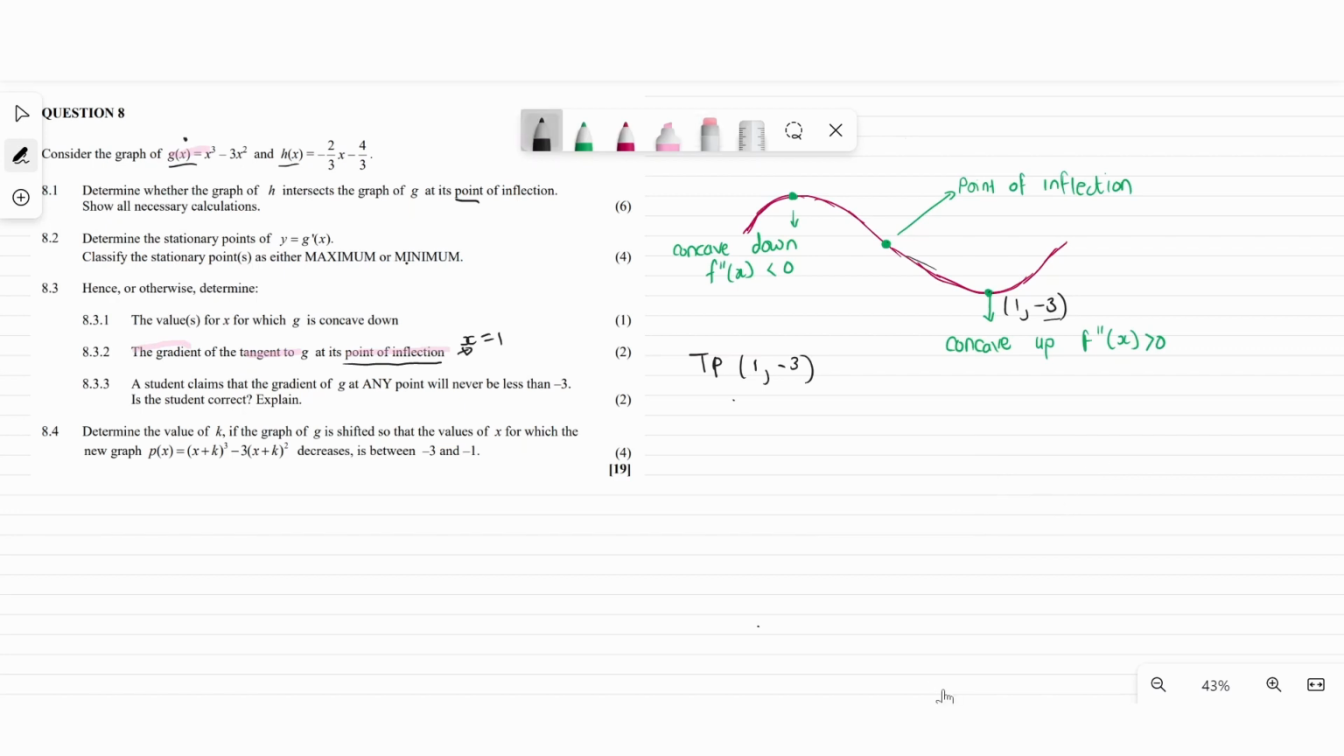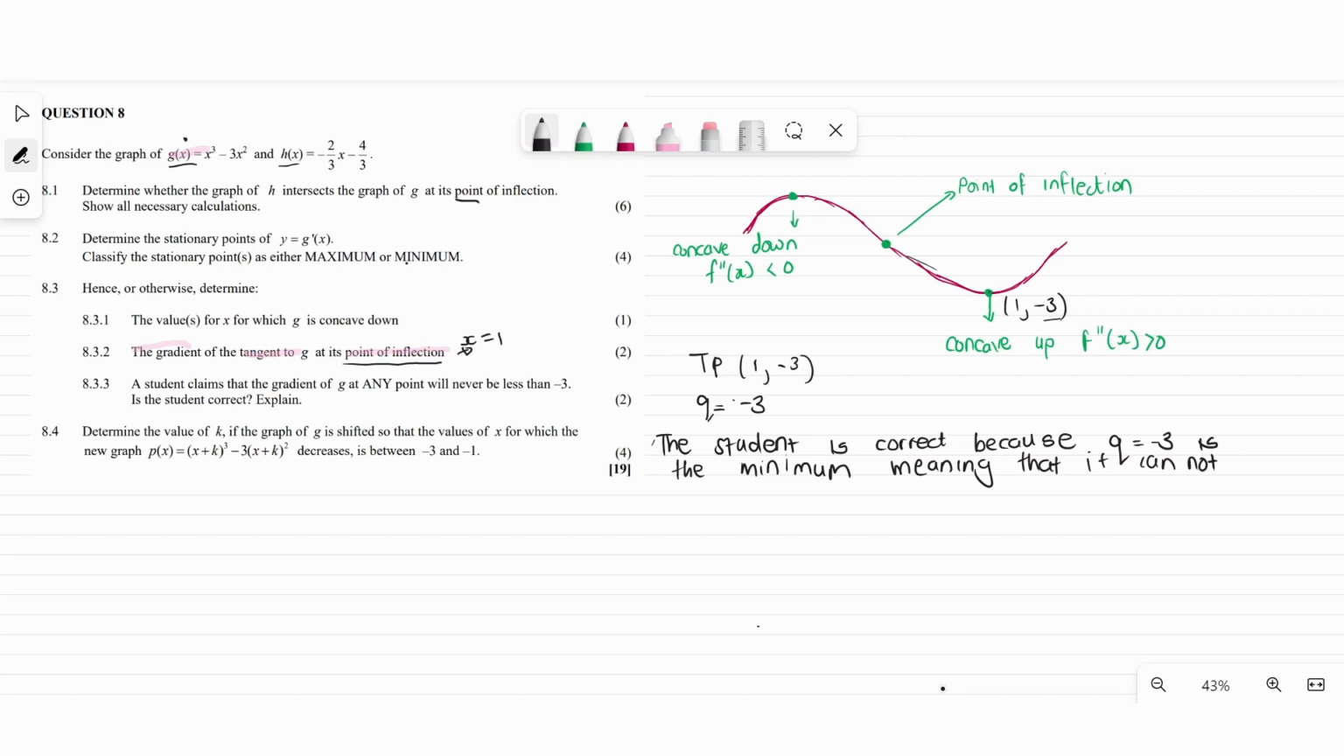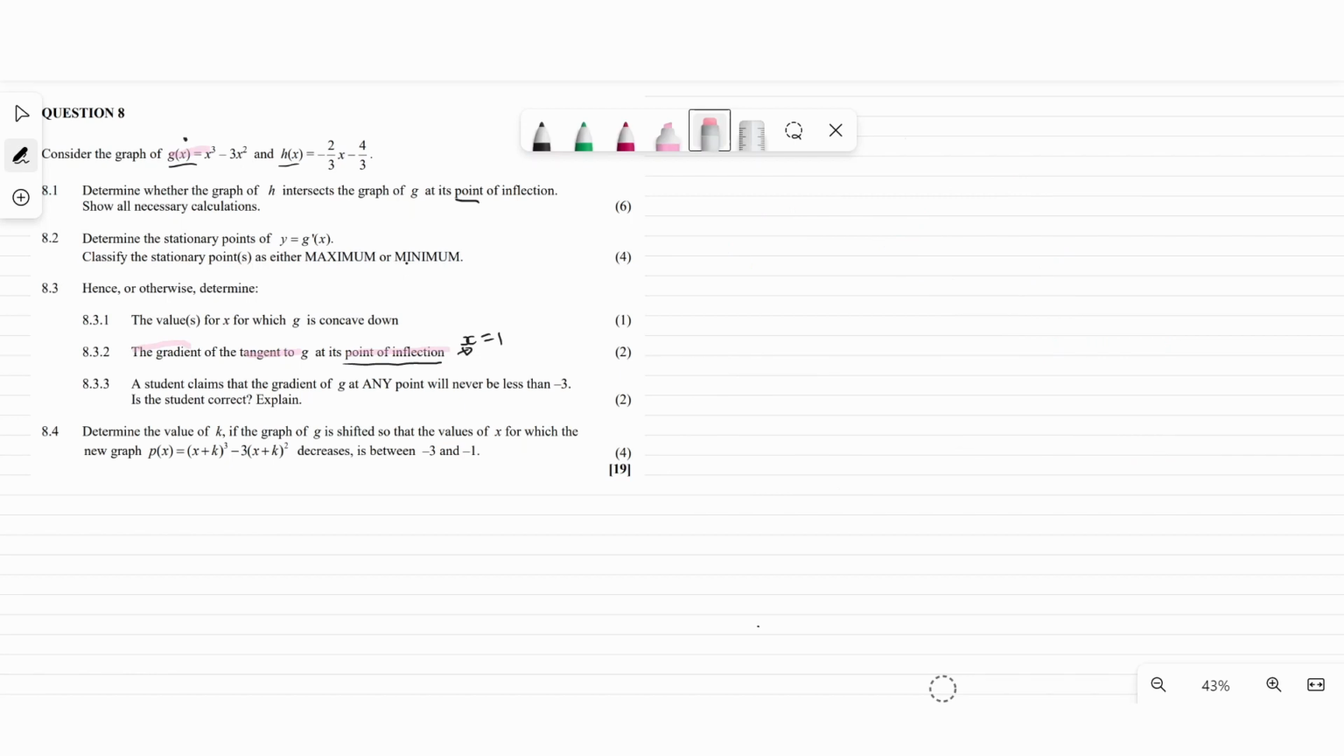So to conclude, we know that q is equal to negative 3, and q determines the maximum or minimum. Since this is the minimum value, and the minimum is negative 3, the student is correct, because q equals negative 3 is the minimum, meaning it cannot go below negative 3 because there isn't any function under negative 3. It only ends here, then it goes up. So that's what it means. So now moving to 8.4.